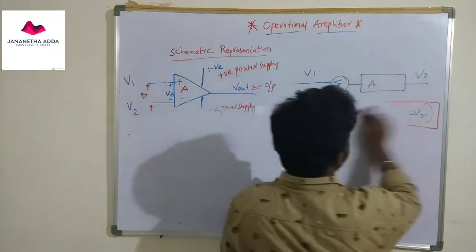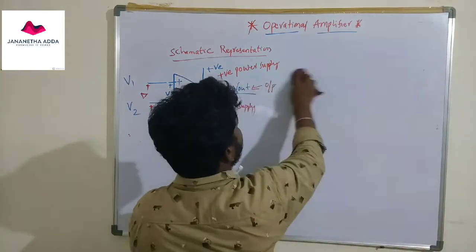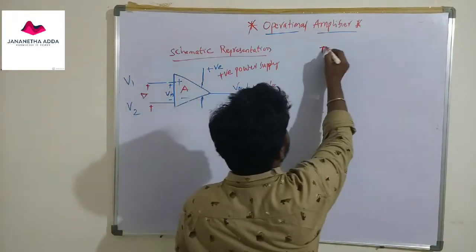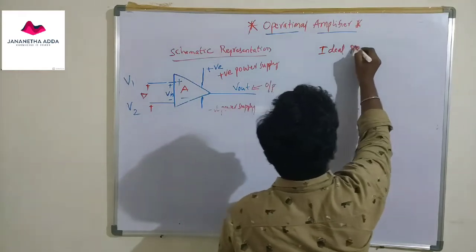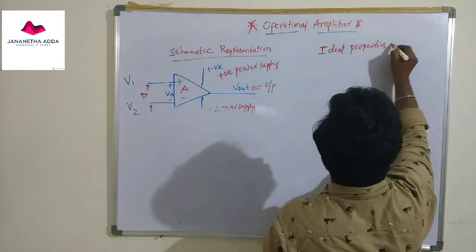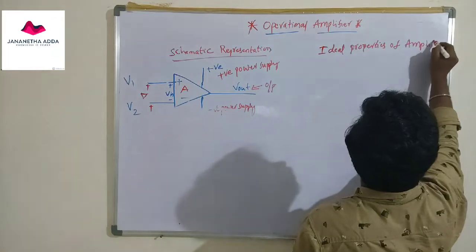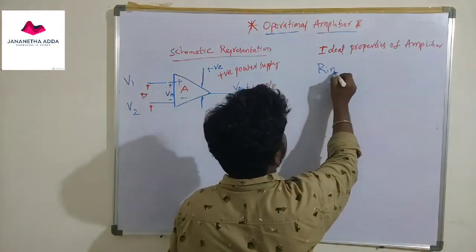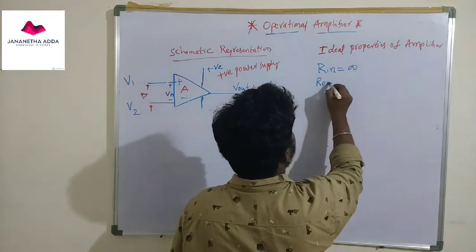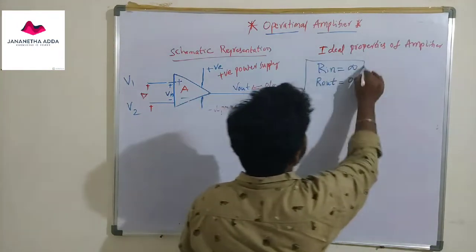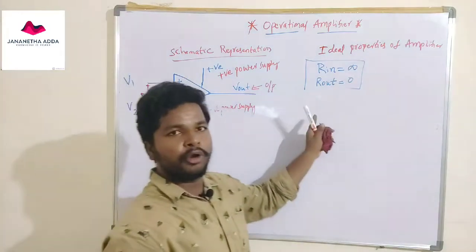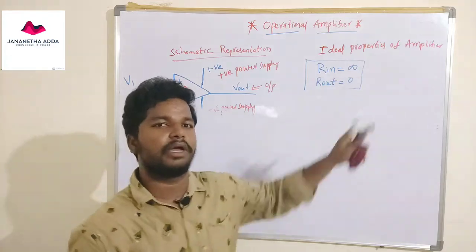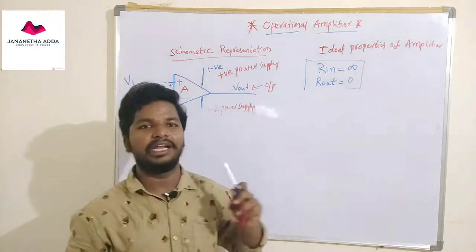So if I represent the same operational amplifier in an electrical circuit, because in a previous video we have discussed the ideal properties of an amplifier, that is Rin equal to infinity and Rout equal to 0. These two main points are very important. If you are not confident about these values, please check my video linked above.